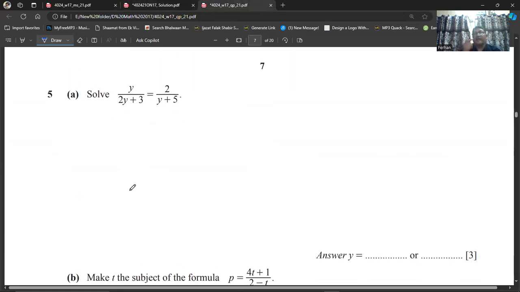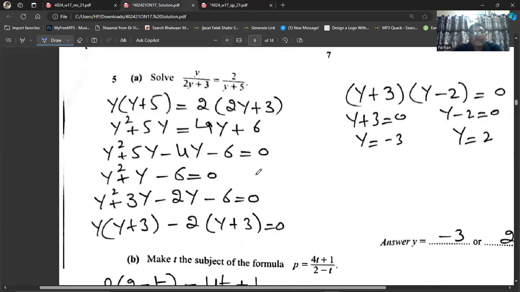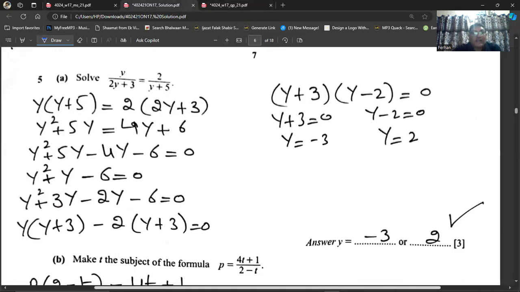Okay, so we are on question number 5. It's A part. It says solve y divided by 2y plus 3 is equal to 2 divided by y plus 5. So here you have two algebraic fractions, and between them you have an equal sign. So simply cross multiply and get the value of y. So what I will do is that, and here we go.